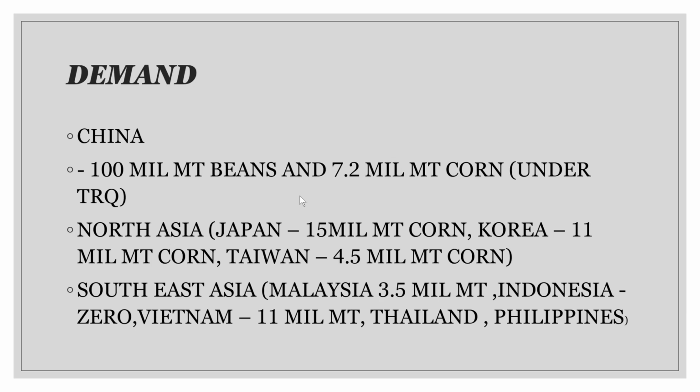For North Asia, just to show you the comparison, in the whole year, Japan only buys about 15 million tons of corn, Korea 11 million tons, Taiwan 4.5. In Southeast Asia, Malaysia takes 3.5, Indonesia doesn't take any more because the government banned corn imports, Vietnam 11 million tons. Thailand and the Philippines do not take any corn because they have domestic production.